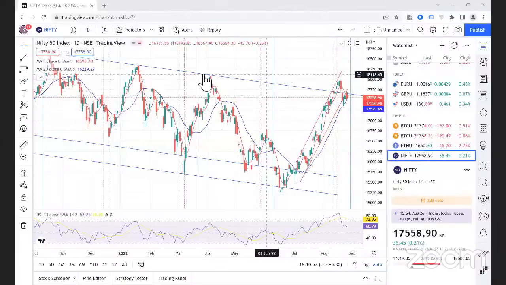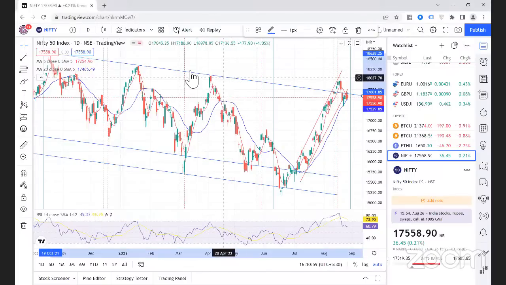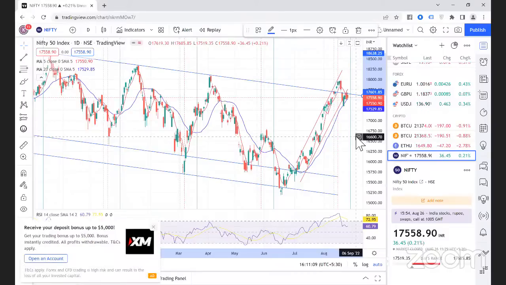And हम already ये जो blue channel line है, we have already re-entered that line, and that is acting as a resistance. So I am not too optimistic, but at the same time, if 17340 breaks, then there can be a crash. That is very, very important.